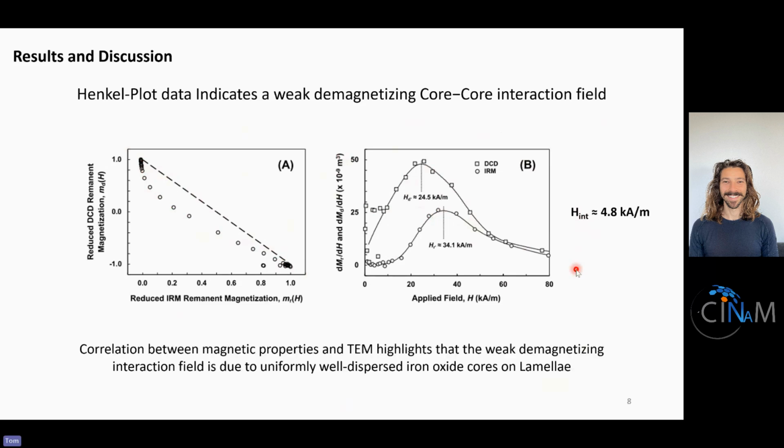So we show that there is a correlation between the magnetic properties and the TEM that highlight the weak demagnetizing interaction field is due to the particle in a dextran matrix that are uniformly well-dispersed iron oxide core on the lamella. And the distance between the iron oxide core in the lamella is really a key parameter for this type of nanoparticle.